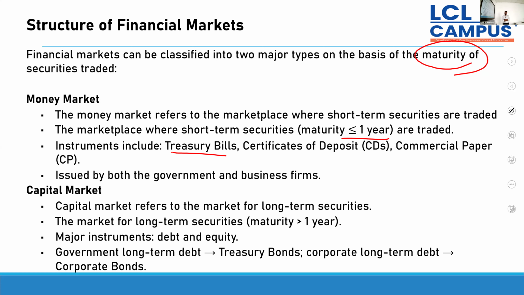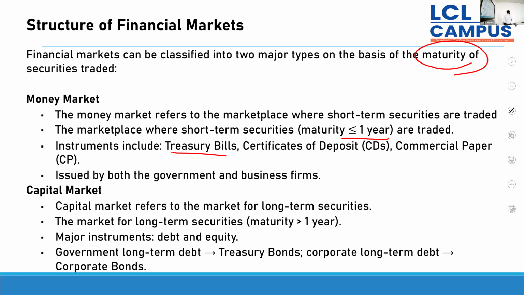So in the money market, both government and business firms issue and borrow funds. Clear? So you know the idea of money market. What is the next one? Capital market. What is capital market then?